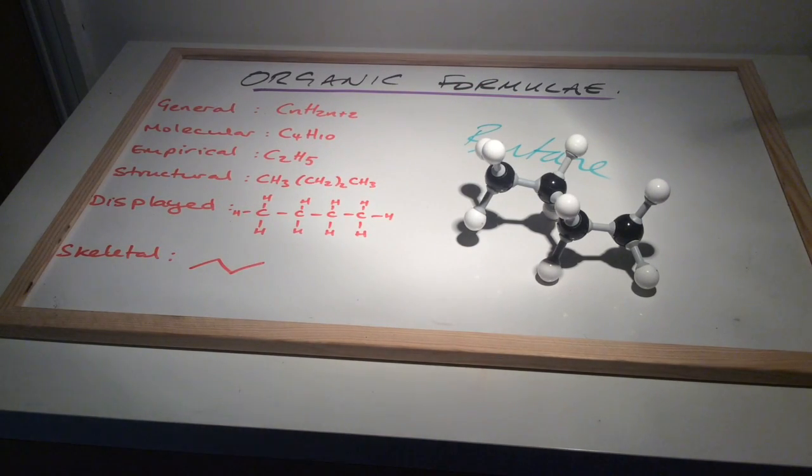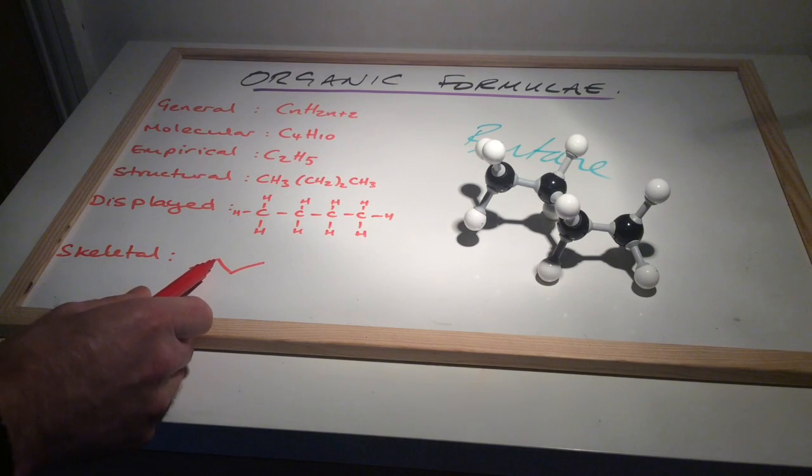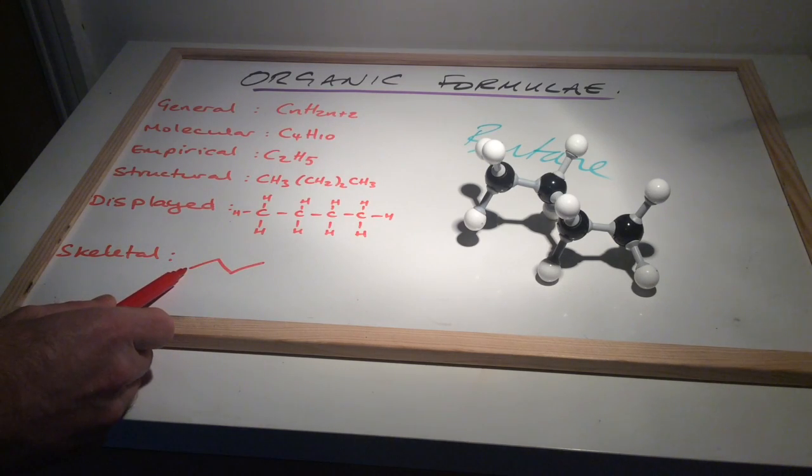And you can see at the bottom there, the final type of formula we use is called the skeletal formula, and basically that just shows the carbon backbone or carbon skeleton of the molecule itself. We take all the hydrogens off, and basically at each kink in the chain is a carbon. So we've got a carbon here.